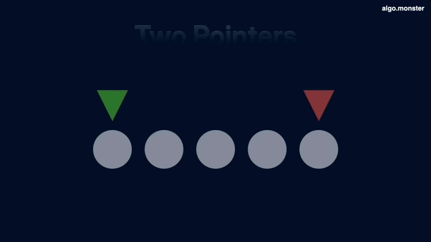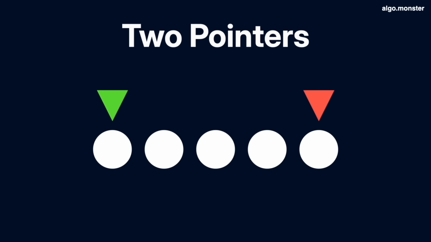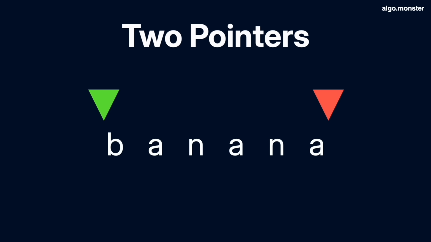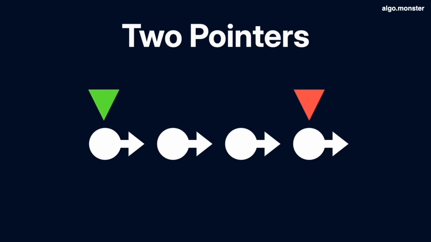Now, let's talk about another very common interview pattern, two pointers. This is one of the most foundational patterns for solving problems that involve linear structures, like arrays, strings, and even sometimes linked lists. You'll see it constantly in coding interviews, and the key is recognizing when to use it and how to adapt it to the shape of the problem.